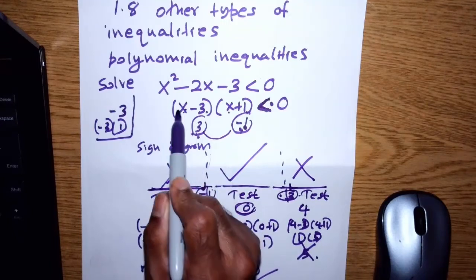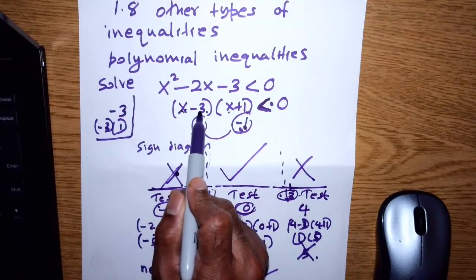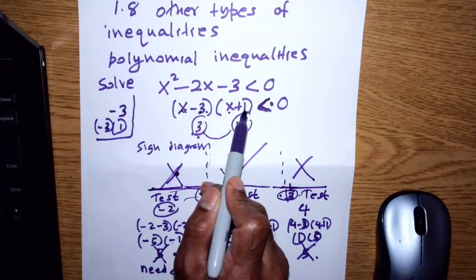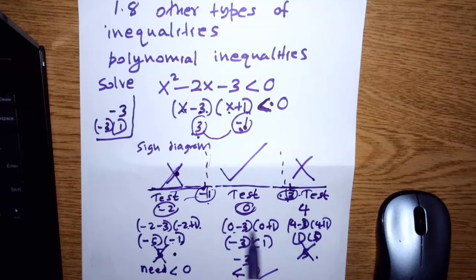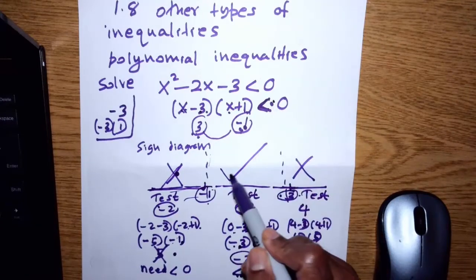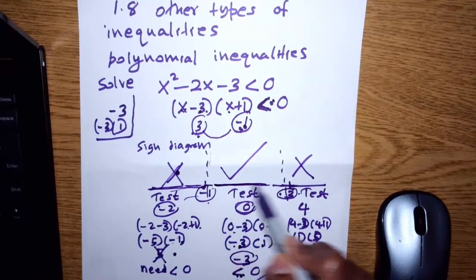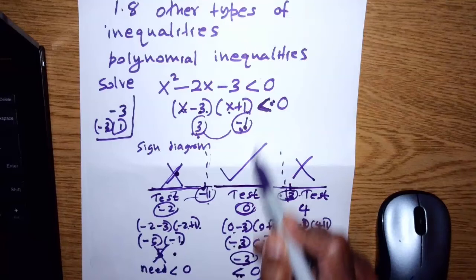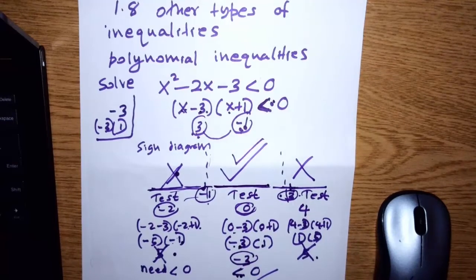So you take 0 and put it up here: 0 minus 3 times 0 plus 1. You get 0 minus 3 times 1, which is -3. You get a negative answer, which is good because you want the expression to be negative. That means in this region the expression is negative, and that is the region that we want. So we put a tick there.